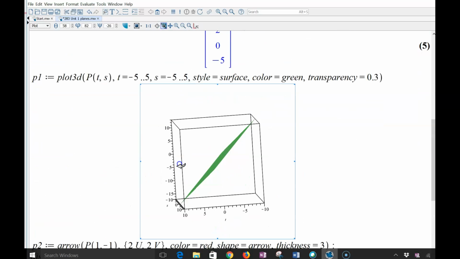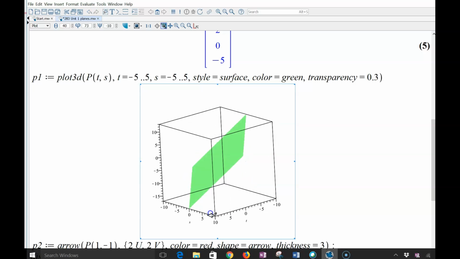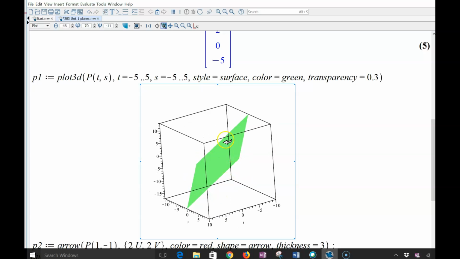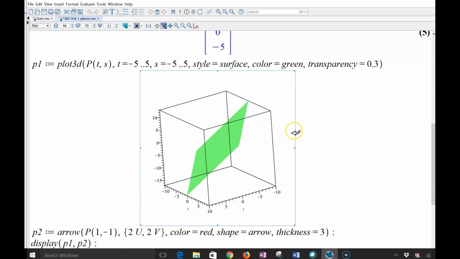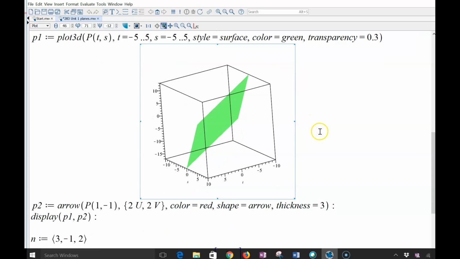All right, so I've got the graph of that. Now I've got it in the default view, which is the box view. We can change that as we've seen before. All right, so there's the plane. Now I've got a few other things plotted here I want to show you, and then we'll see if we have time to do that example in this video, or we'll leave it for the next video.